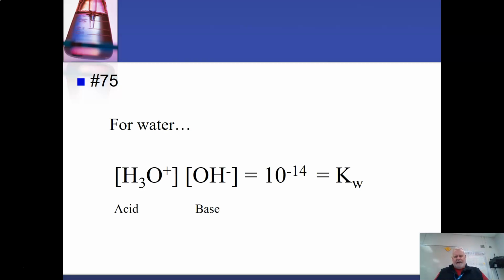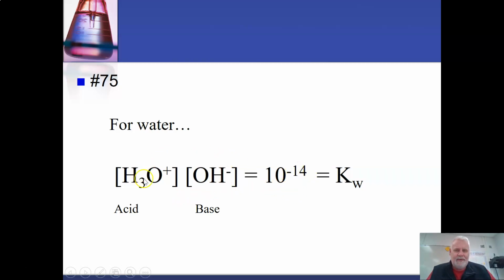For 75, this is just sort of a fun fact. Every bit of water that you drink has acid and base in it. And if you multiply their concentrations together, you get 10 to the minus 14th. That's a really small number. You can call that 1 times 10 to the minus 14th if you want.